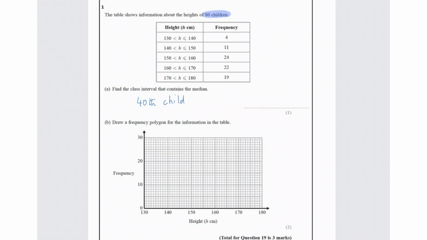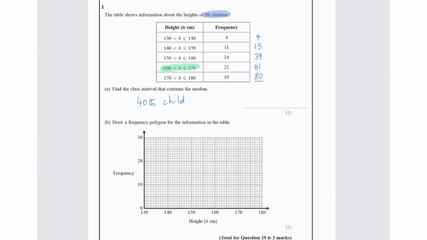And to do that, we can do the cumulative frequency, which is to add up the frequencies. And it's in the 4th row that we actually get above 39 and we'll find the 40th child. 41, 61, and that takes us to 80. If you don't get 80 at the end there, you've gone wrong. So our median child, the middle child, will be in this group, 160 to 170.